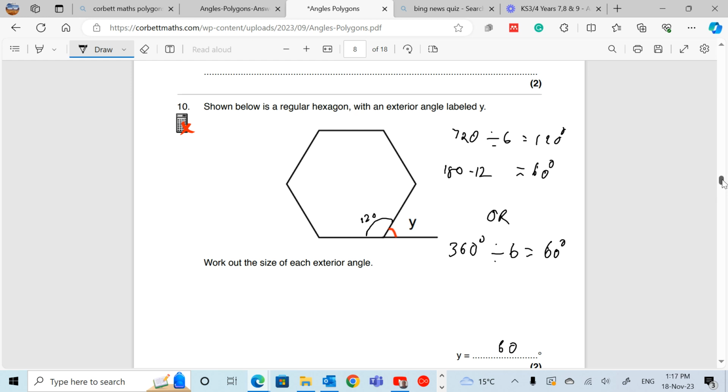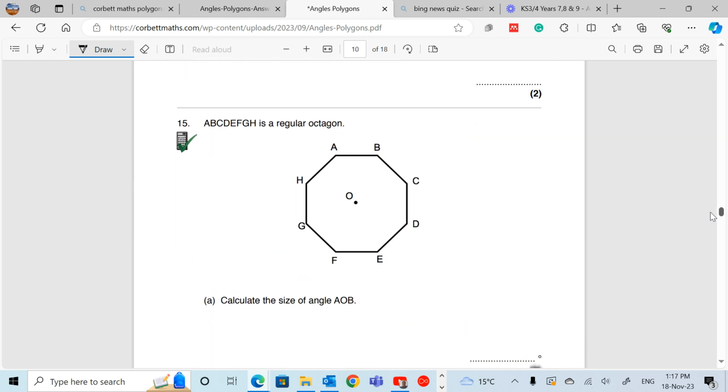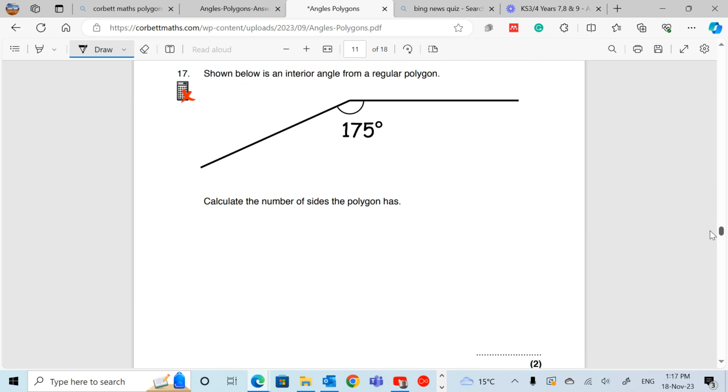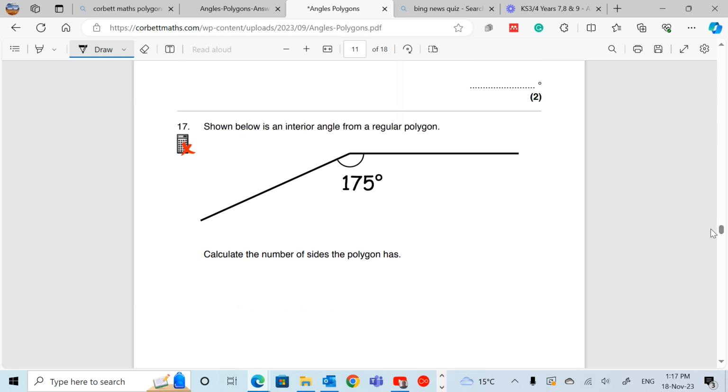Moving on, let's go to another question, number 17. Number 17, again, shown below is an interior angle from a regular polygon. It doesn't state the number of sides. It gives you the interior angle as 175 degrees. Calculate the number of sides the polygon has.